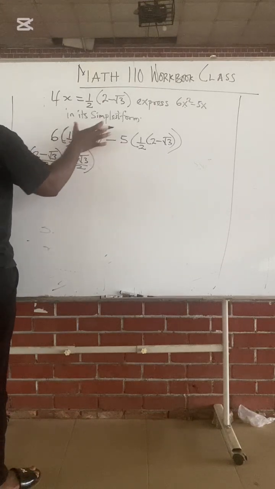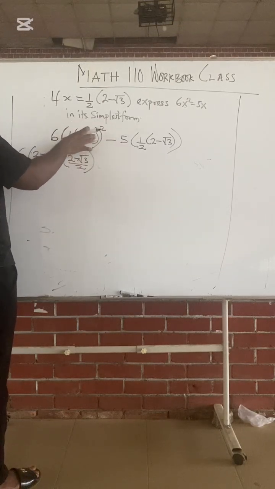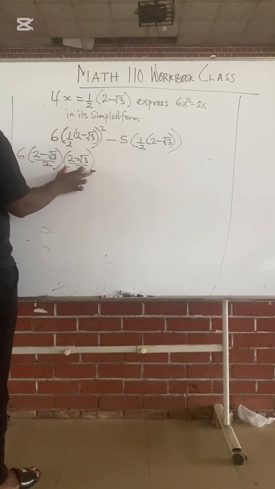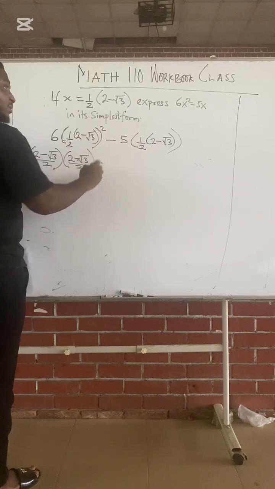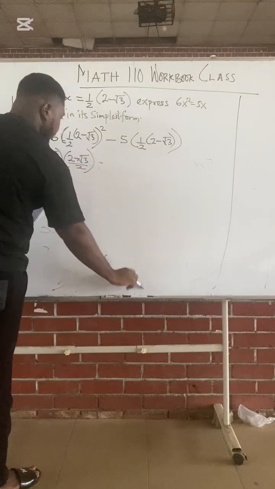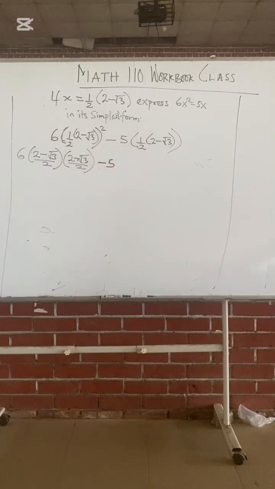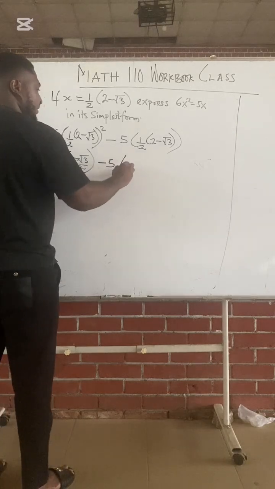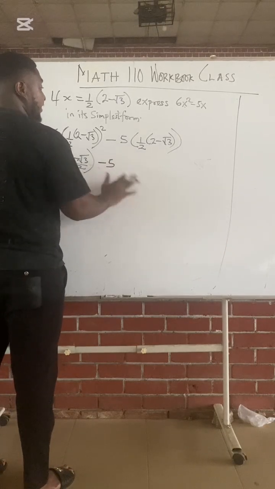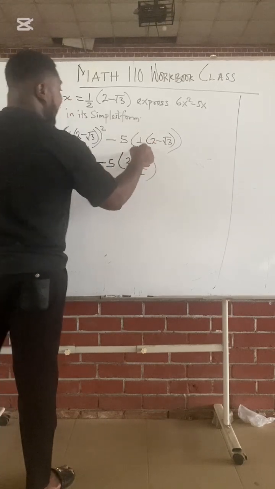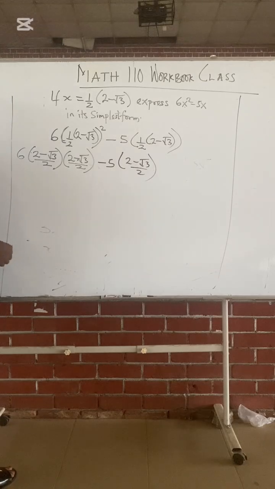So class, this guy square means this guy in two places. And we have established that this guy is same thing as 2 minus root 3 all over 2. So write this thing twice, 2 minus root 3 all over 2, minus 5 into brackets 2 minus root 3 all over 2. Now let's expand. Can we use difference of two squares here? No, because it's minus. So we have to expand normally.